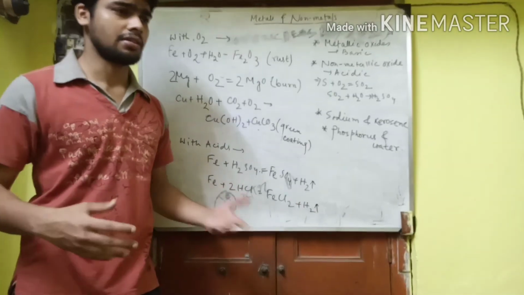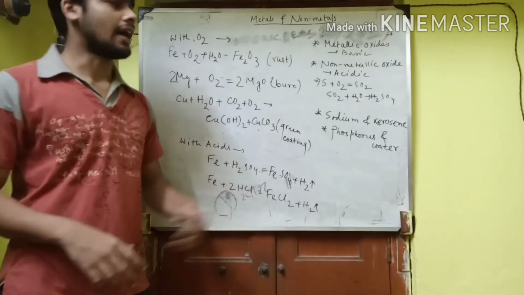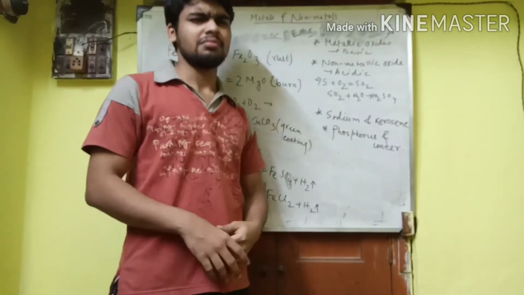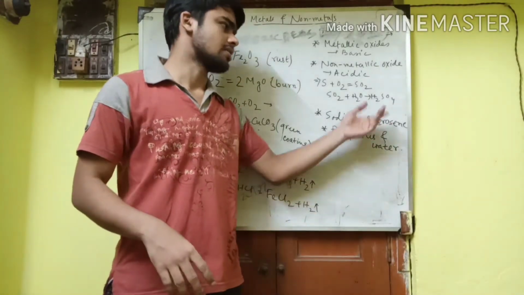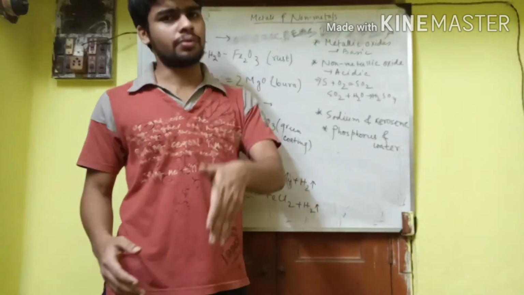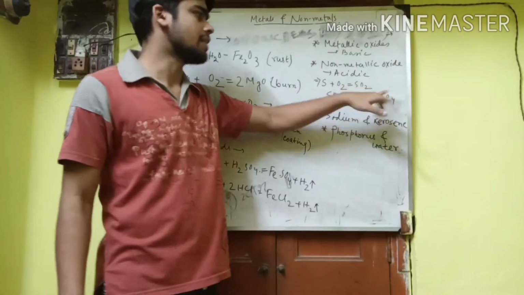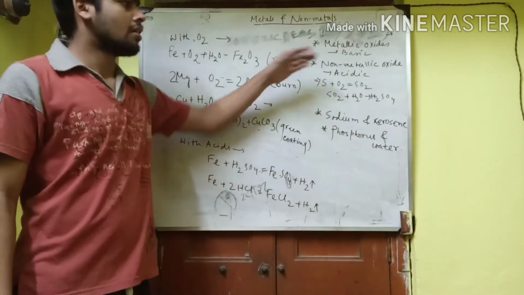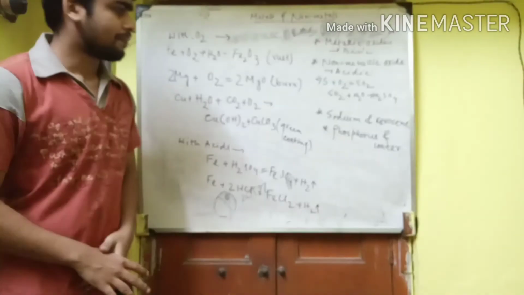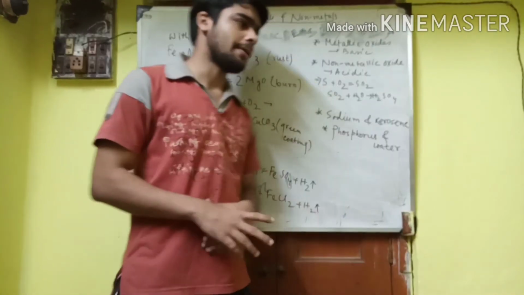It is a very strong acid, and this is acidic. Obviously, sulfuric acid is an acid, and it turns blue litmus into red. So non-metallic oxides are acidic in nature. Here are some extra topics in this chapter.